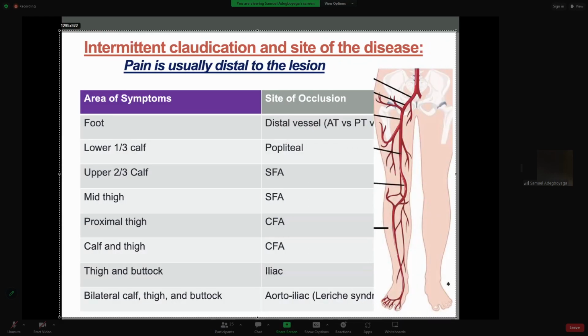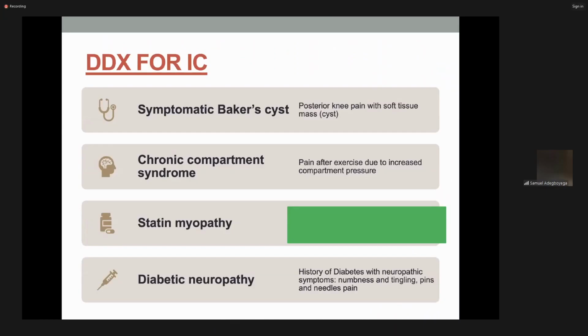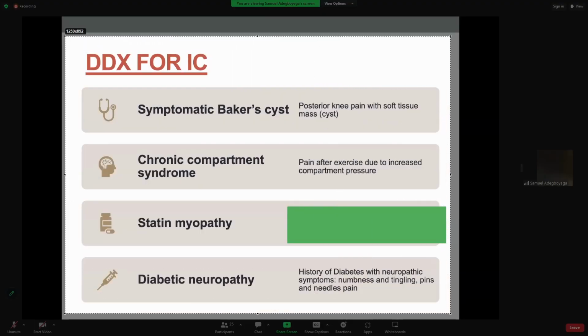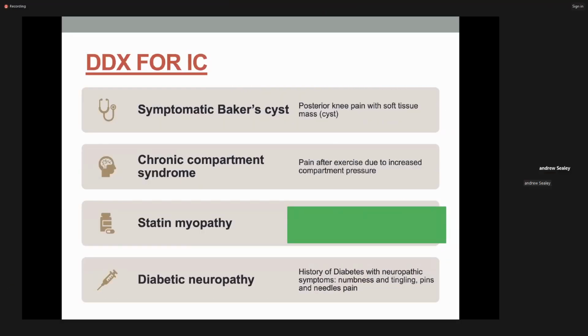You should know this concept. What differential diagnosis for intermittent claudication? Baker cyst, chronic compartment syndrome, statin myopathy. What is statin myopathy, by the way? Muscle pain from taking statins. Okay, and how do you treat it? It's the same thing with the drug.